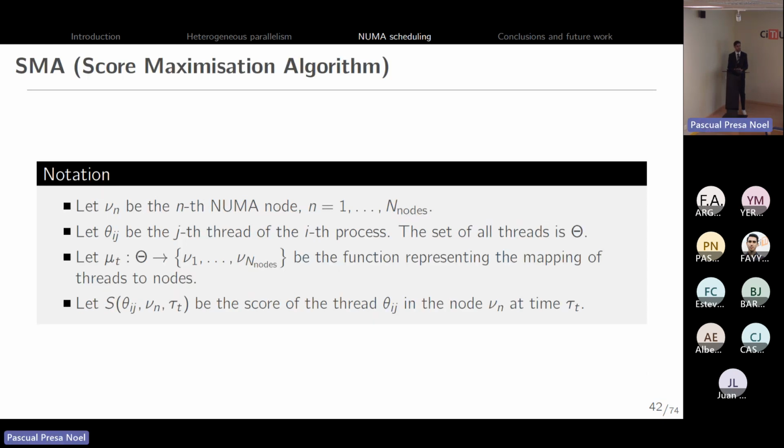Starting with the score maximization algorithm, this is the notation we will use in this presentation. We will use the Greek letter nu for the NUMA nodes, the letter theta to name the threads in the system. We use mu to represent the mapping of threads to nodes, and the capital S for a function that gives us a certain score.